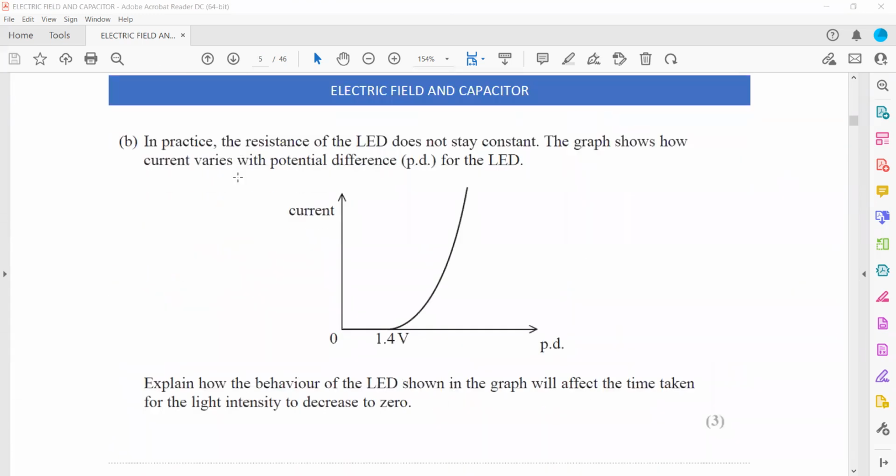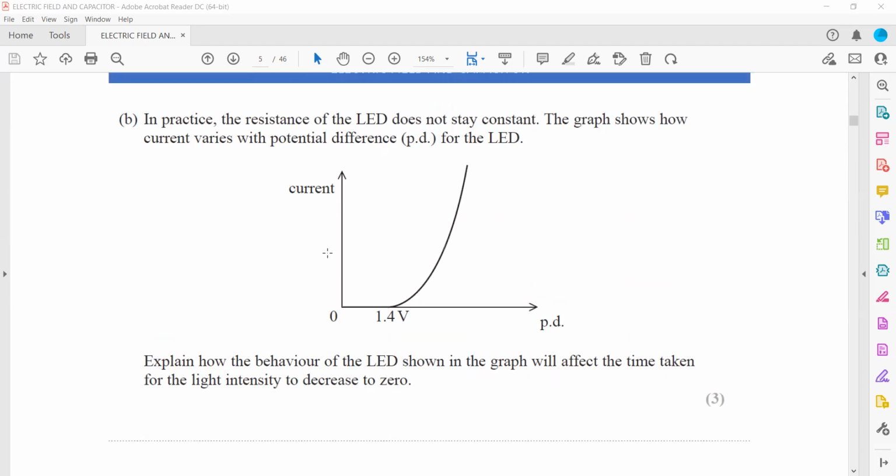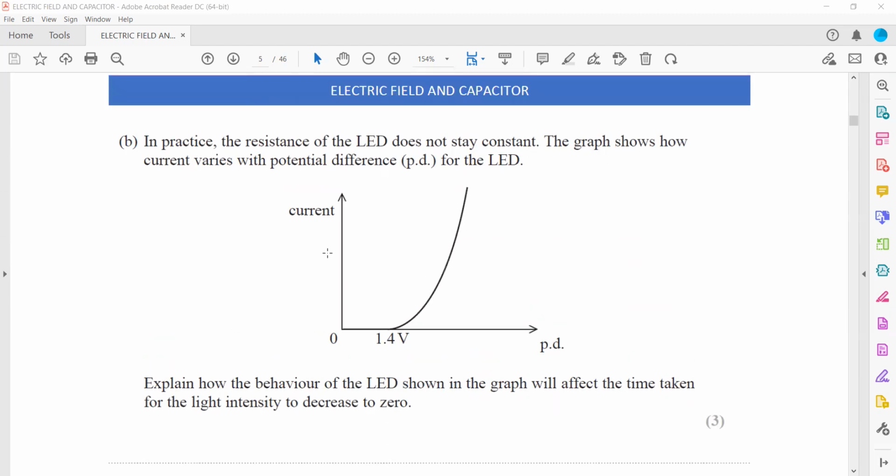Then in practice, the resistance of the LED does not stay constant. The graph shows how the current varies with the potential for the LED. Explain how the behavior of the LED shown in the graph will affect the time for the light intensity to decrease to 0. So here you can see a small change in potential, but a greater change in the value of the current.